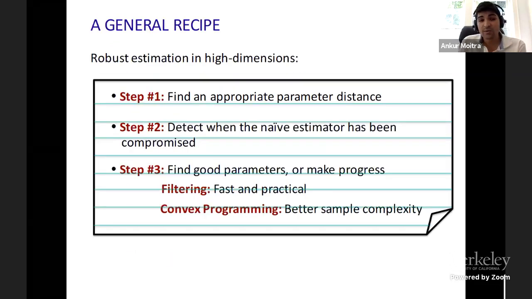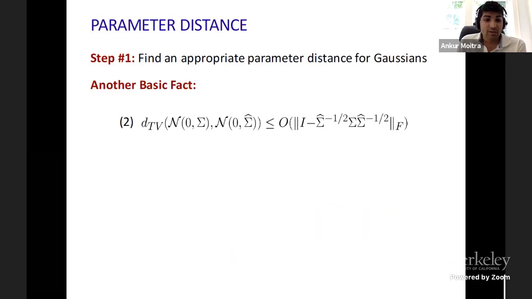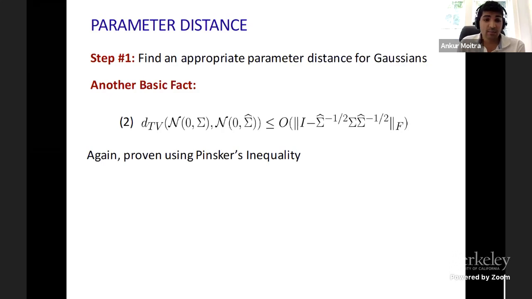So in fact, what we're going to do is follow the same general recipe. Remember our recipe for robust estimation in high dimensions: first we have to find the appropriate parameter distance. Let's figure out how to do this in the case where we just have an unknown covariance. So actually we do the same trick as before. We want some parameter distance that's good enough to bound the total variation distance between 2 Gaussians which have the same 0 mean. And you do the same trick.